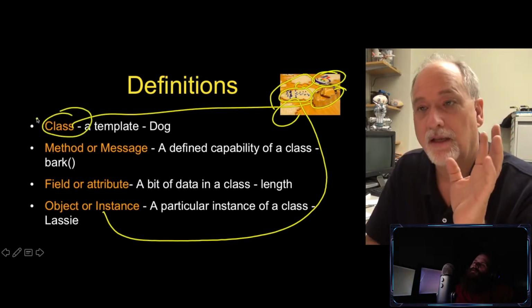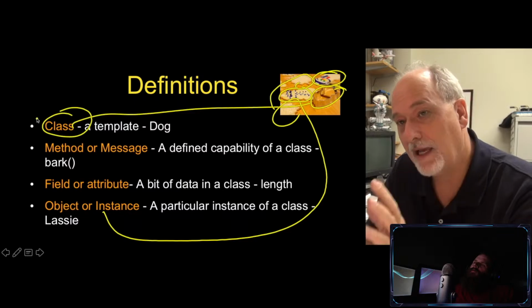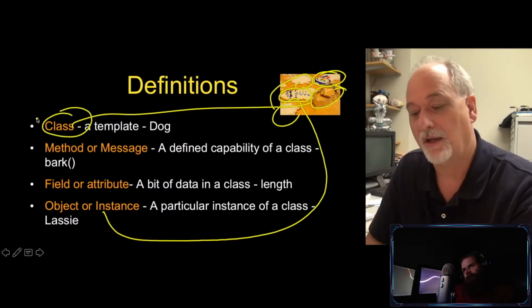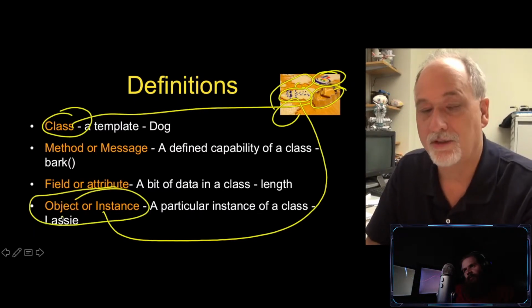The code we write is the class code, and then later we say, oh, let's take that template and make ourselves an object or an instance.